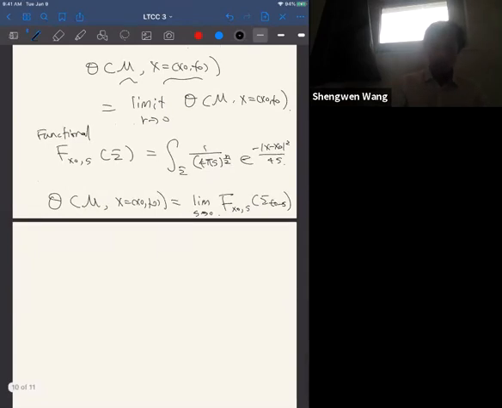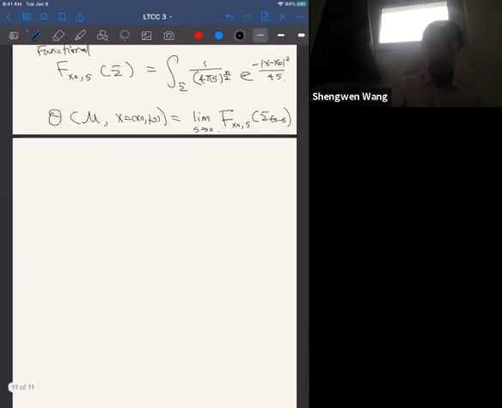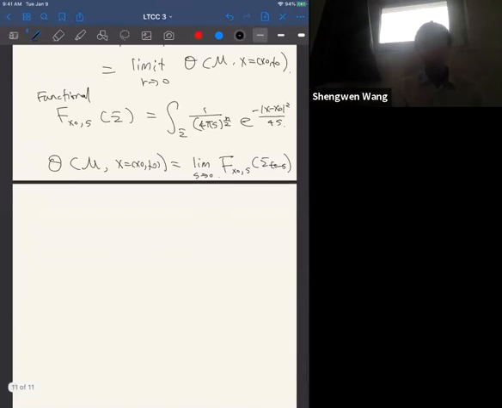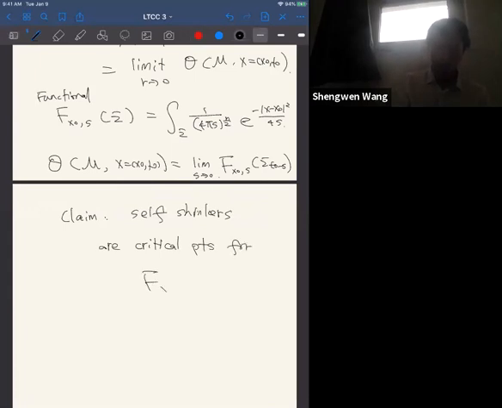And why do we care about this functional? This functional actually gives a characterization of the self-shrinker. I'm not going to prove this, but this is like the first variational formula that we computed. So self-shrinkers are actually minimal surfaces in this weighted area functional. Self-shrinkers are critical points for F x naught.